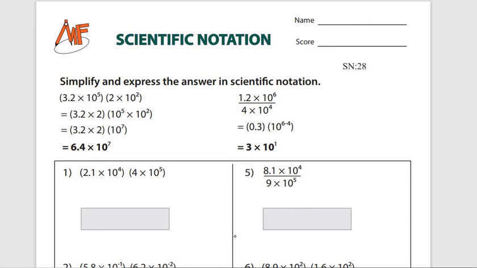Operations that involve it. And I would like also to give credits to the owner of this worksheet, of course. Now we do have here multiplication and division.